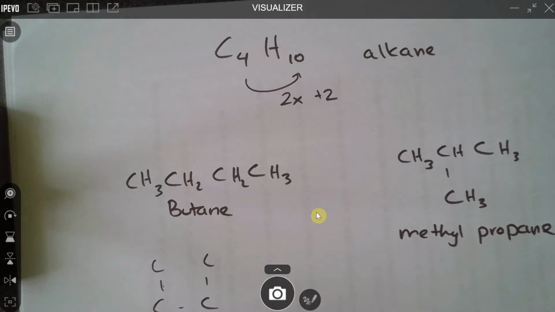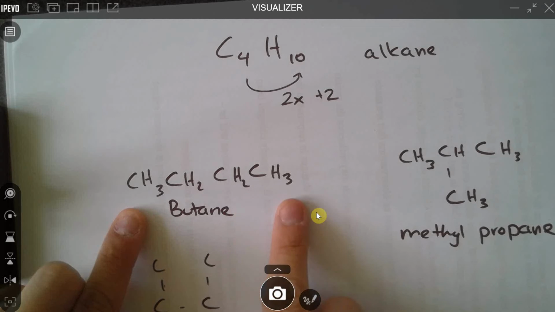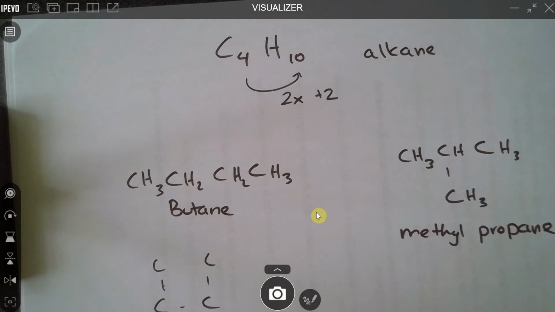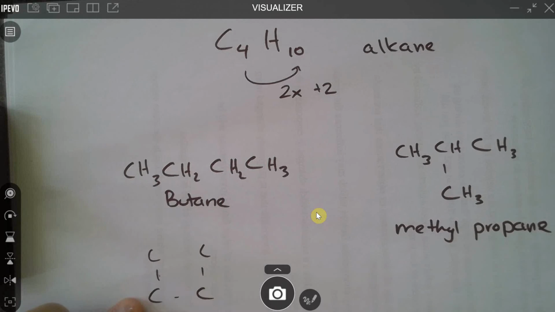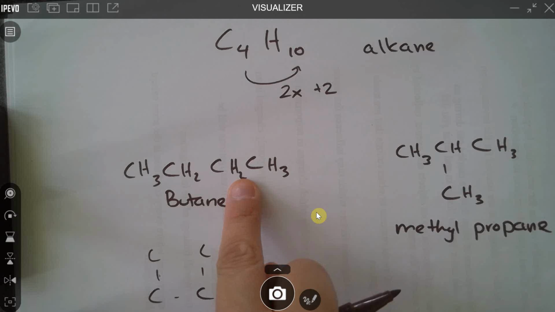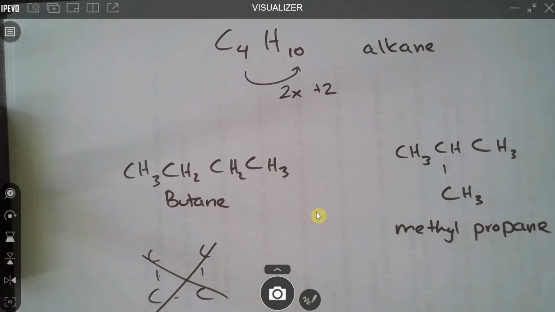Other thing I can do is I can double check my hydrogen numbers to make sure that they add up to 10. That's the other thing I can make sure that I'm actually doing the right structural formulas. I'm not accidentally making something new. And then with this one here, if I want to go name it, it would be butane again. So I know that's not one of my isomers.